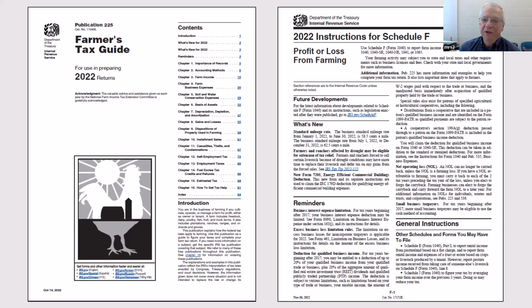Two of the principal resources that we use in agricultural taxes are the Farmer's Tax Guide and the instructions for Schedule F. Both of these are available to you on irs.gov. The Farmer's Tax Guide is, in fact, 40-something pages long, and it is a really good resource guide for anybody who's interested in learning more about farm income tax preparation.